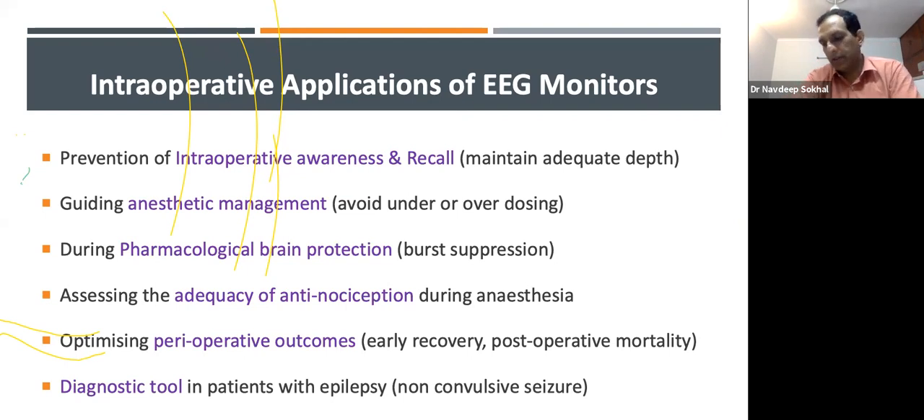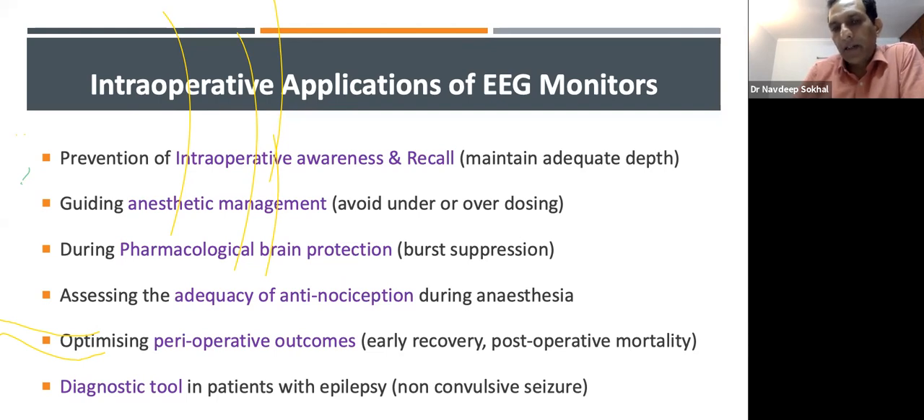Burst suppression. Now, this can be another use of these monitors, because whenever you want brain protection, like in aneurysm surgery for the brain, or whenever you want pharmacological protection, you can use this monitor to guide you, as it will show you burst suppression. Then adequacy of nociception. Now, new monitors will be able to tell you about the adequacy of nociception or pain control also. Perioperative outcome. As you know, early recovery and postoperative mortality.